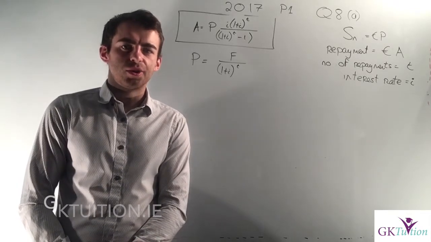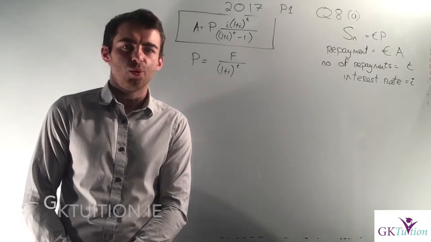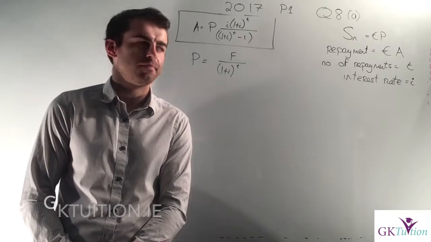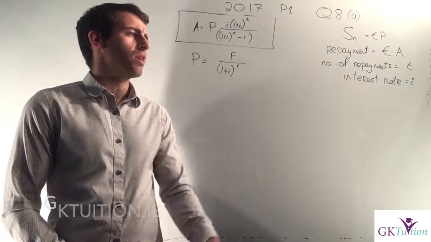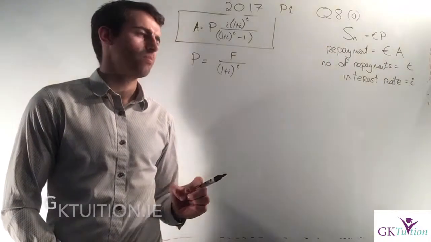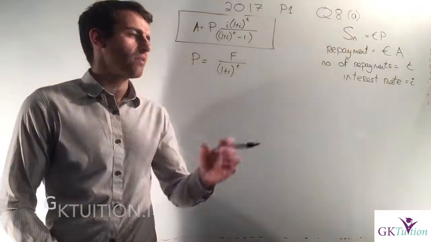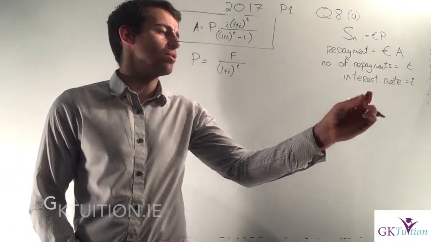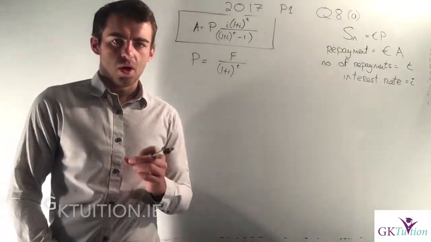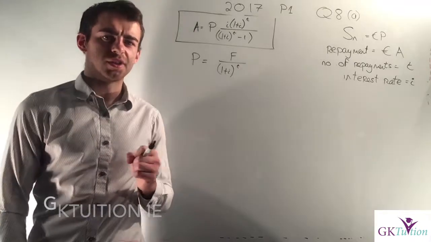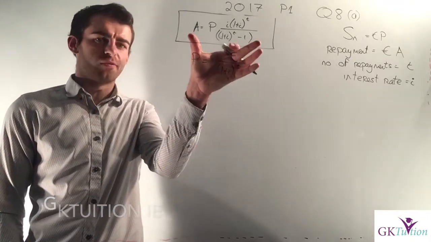Now the question we're going through here is 2017 Paper 1 Question 8 Part 8. In this question we're told that a loan of €P is taken out and that the value of each repayment is €A and that the number of repayments is T and the interest rate is I. We're asked to use the sum of a geometric series in order to prove this formula.